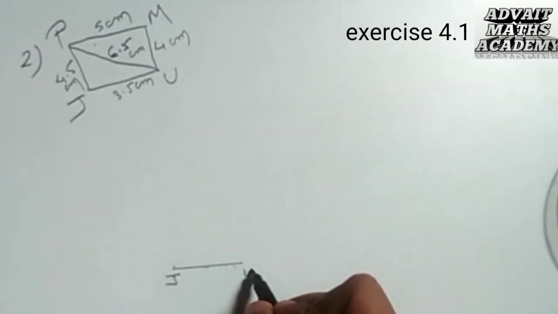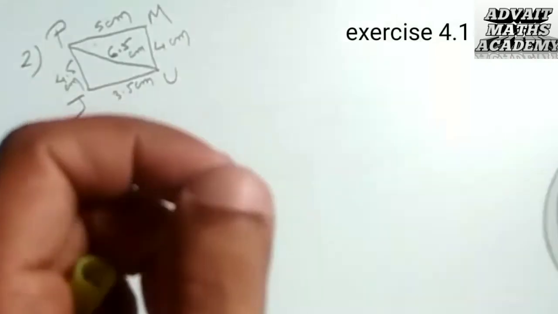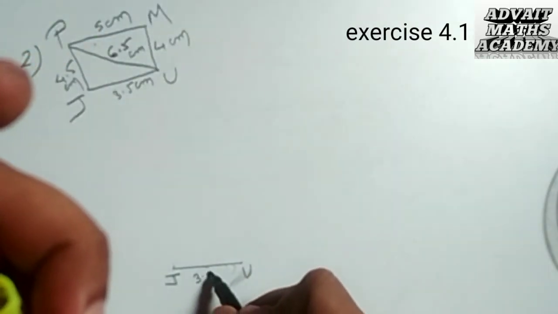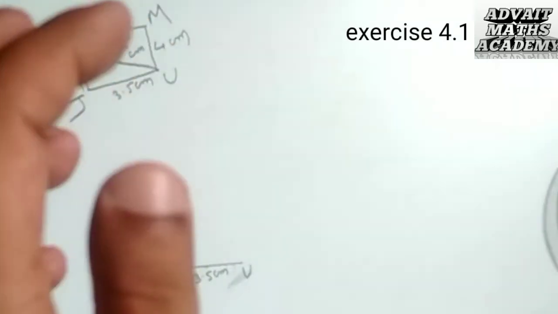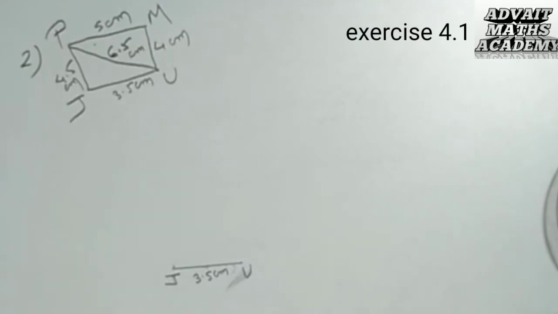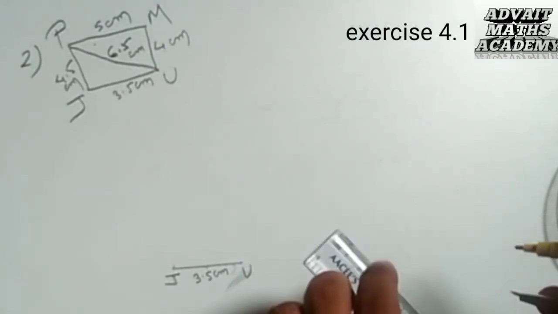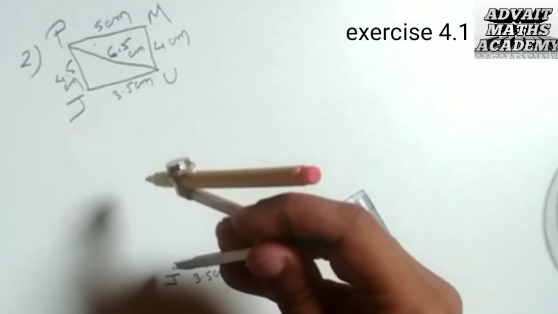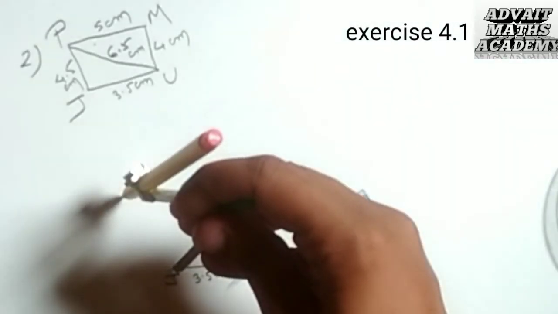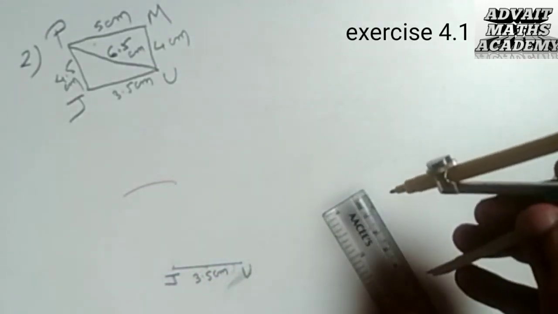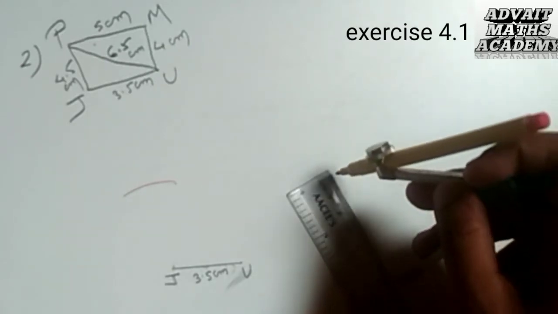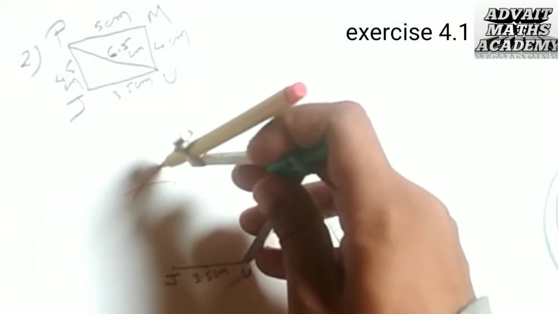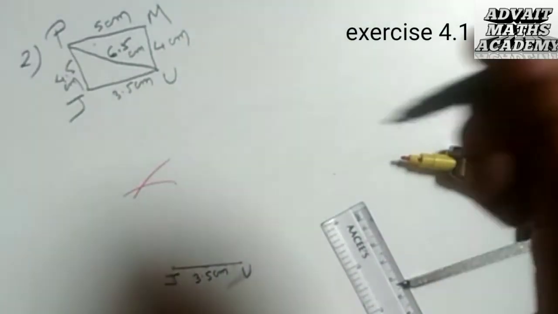JU, 3.5 centimeter. Then take a distance 4.5 centimeter and make an arc from J. Similarly, take a distance 6.5 and make the arc from U and intersect these two arcs. We get the point P.